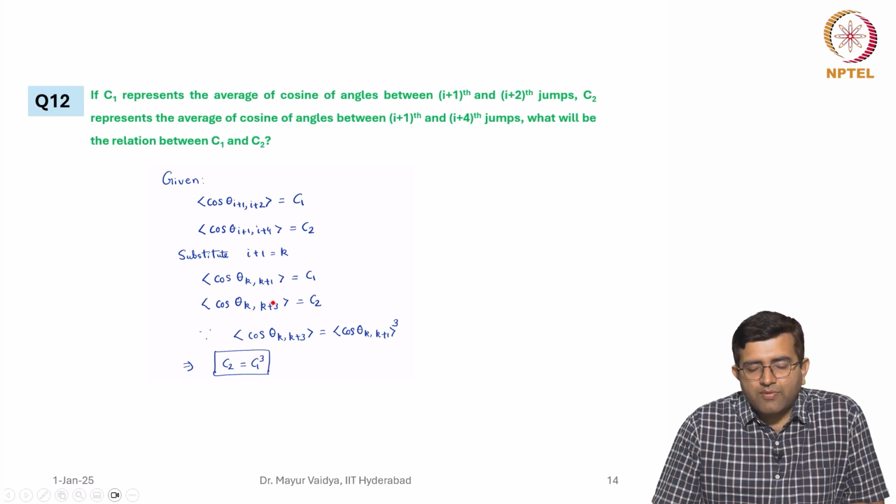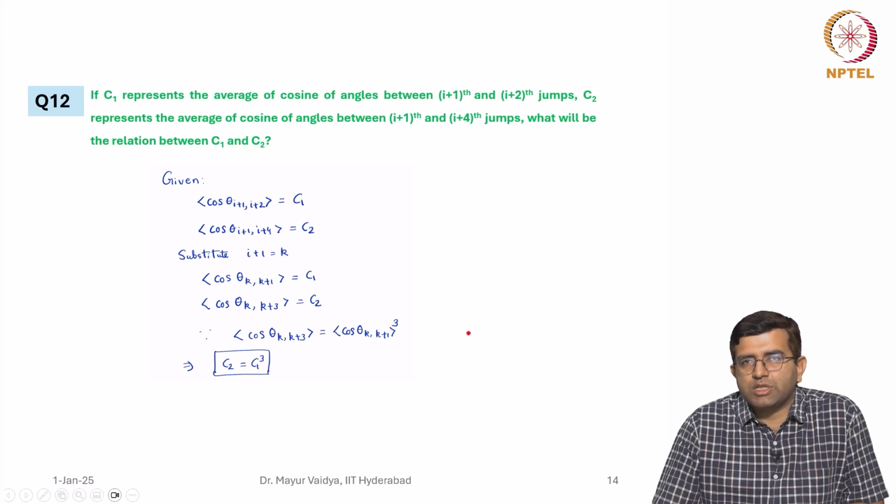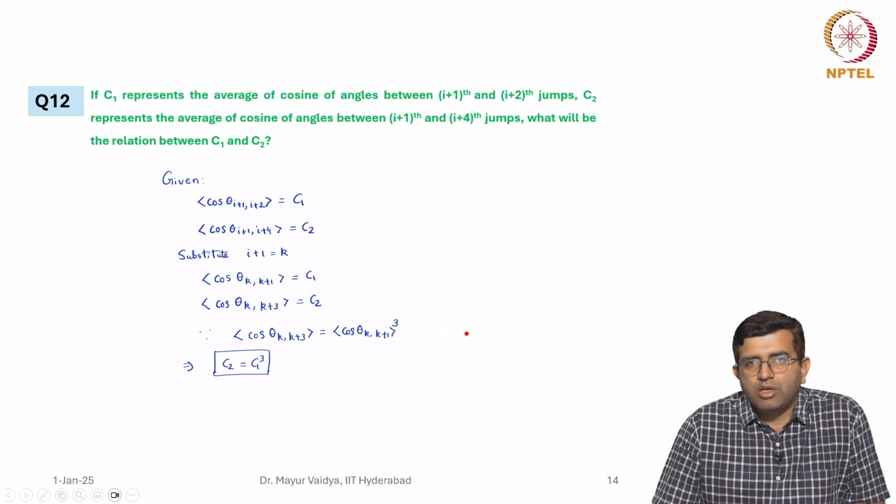And we have seen that cos theta k+3 can be written as cos theta k+1 to the power 3. So, this was the relation we already showed for the cubic lattice, that the average of cos theta I+j can be written as the average of cos theta I+1 to the power j. So, therefore, C2 will be equal to C1 cube.